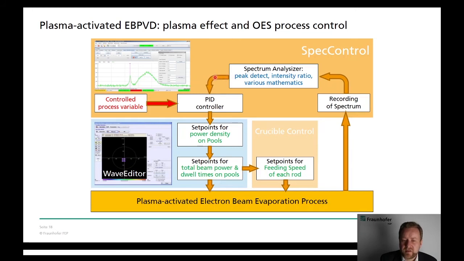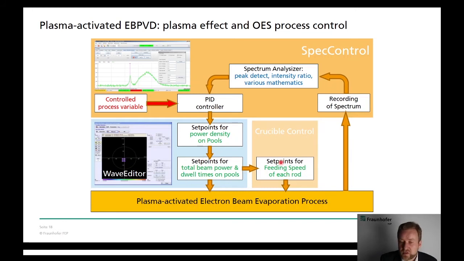So we get some sort of actual value which is fed into a PID controller. The PID controller also gets some set value, and so the comparison of set and actual value leads to set points for the process itself. So this is given to our deflection control software, which we call wave editor, and so new power density, new beam power, or dwell times on the pools are calculated and realized by the deflection system.